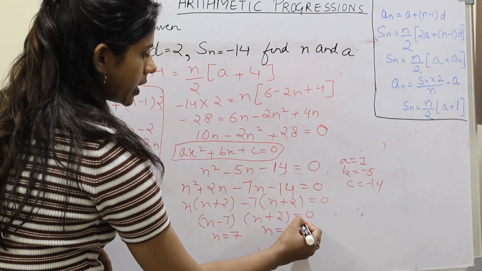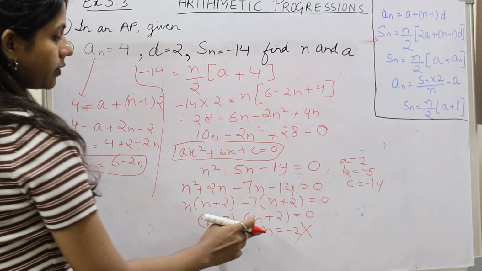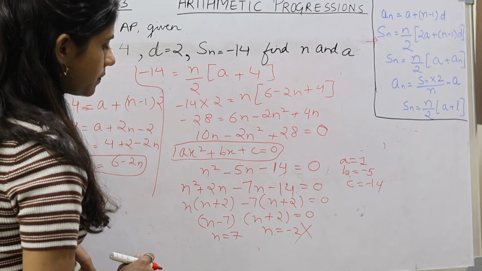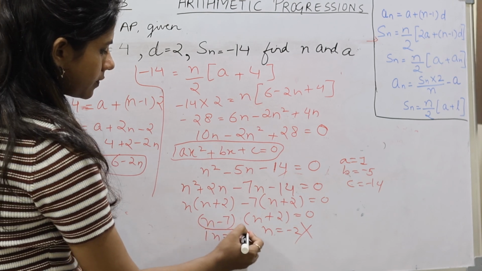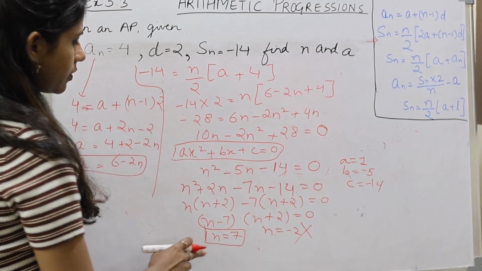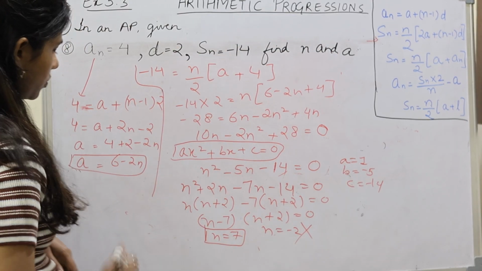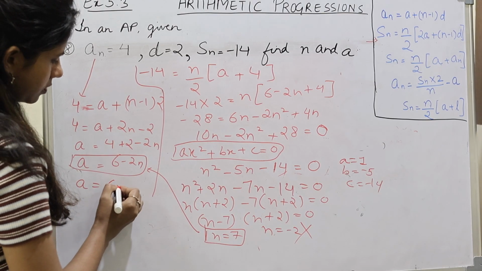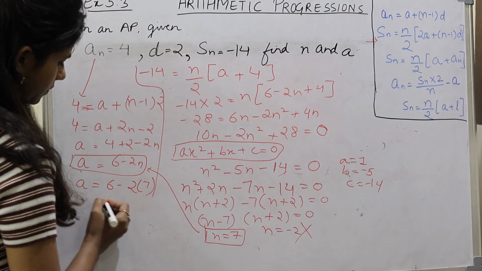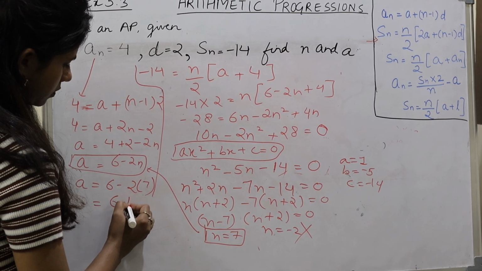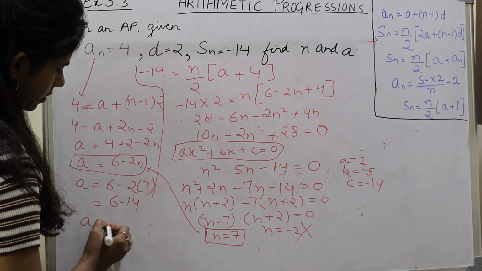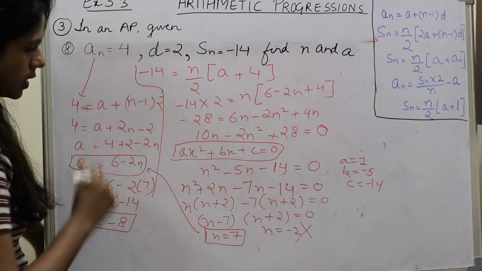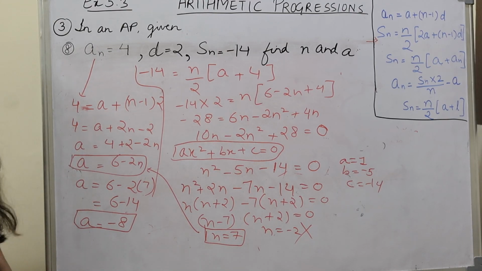So minus 2 we have to reject because the value of n cannot be negative. It should be one of the natural numbers. So now we got the value of n. After we got the value of n, we have to find a also. So we will just keep this value here. So a equal to 6 minus 2... A will be minus 8. Let's move on to the next question.